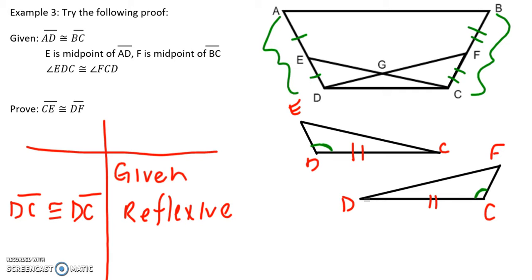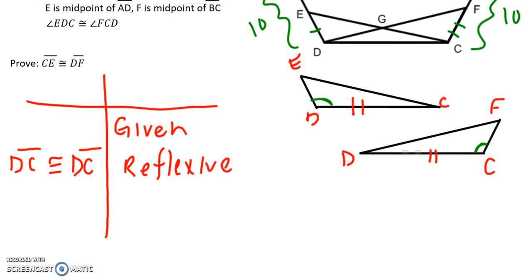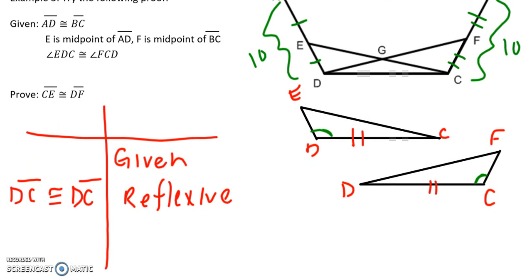Let's say the segment was 10 and BC was 10, then we obviously know both those segments are 5, and therefore we know ED and FC are definitely congruent. But we have to show that step, and it's not that easy. We have done this before. We have used segment addition, and that's exactly where we're going to start.